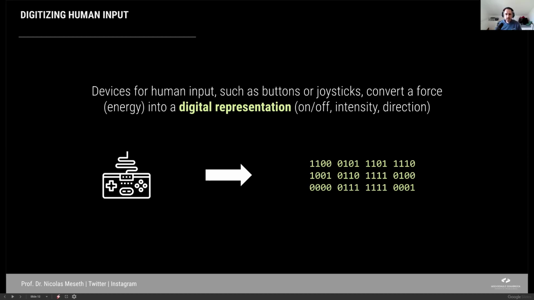And then if you have a joystick where you don't have just on and off, but you have directions and maybe even strength, so how hard you press the joystick in one direction, that's basically, again, a measurement of energy, and in this case, a measurement of force in a certain direction. So the direction can be measured, and the force that is being applied, and then that's transformed again into a digital representation.